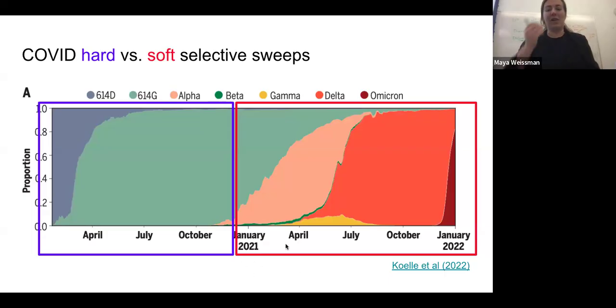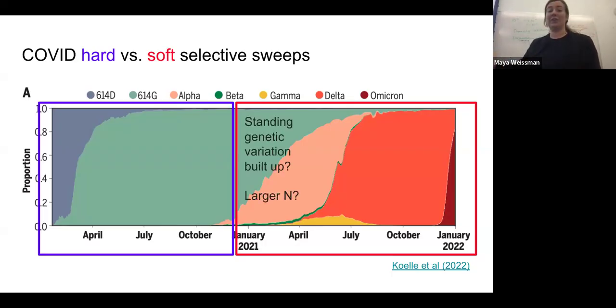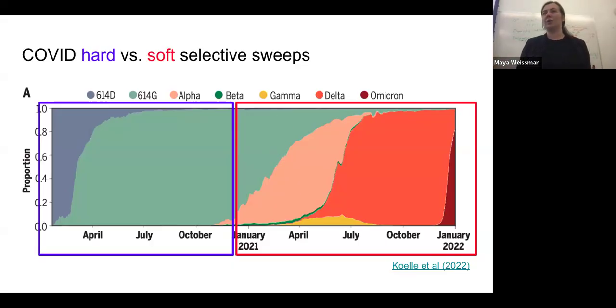So with strains, even though they aren't absolutely the same way... What I'm saying is, in the previous graph, when I was showing you a cartoon of hard and soft selective sweeps, they were all evolving the same locus. That's not quite true here. This is an illustrative cartoon because I want to point out that earlier on in the pandemic, it looked more like hard sweeps.